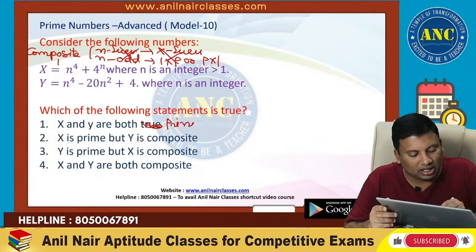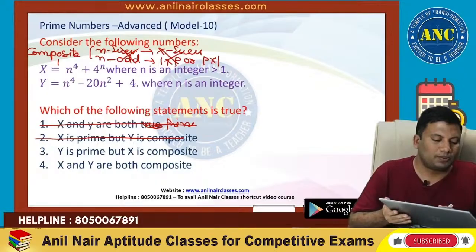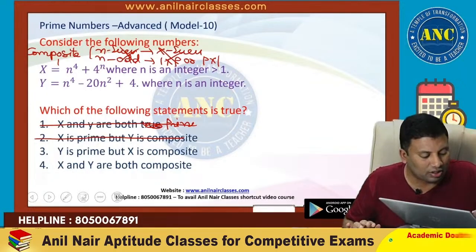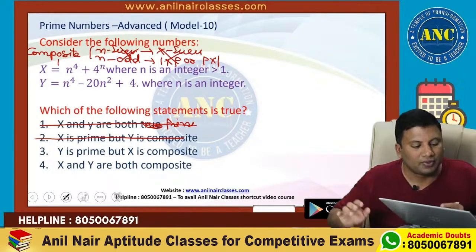X and y both are prime? X is composite. X is composite. First option and second option, it is out. Now, let us see the y value.